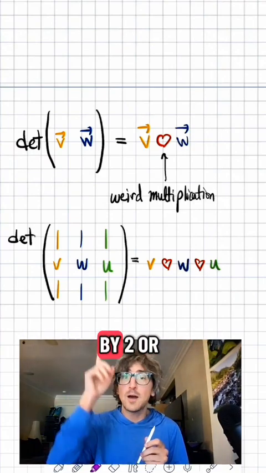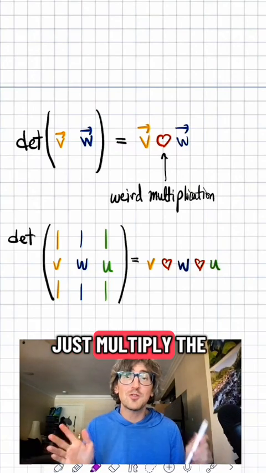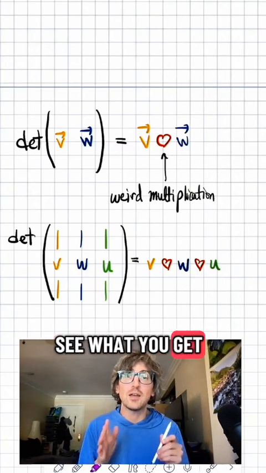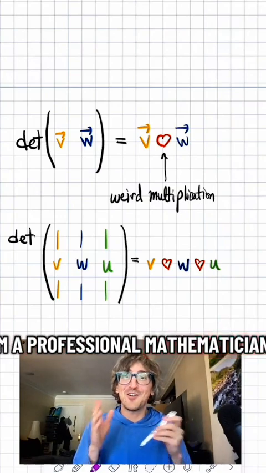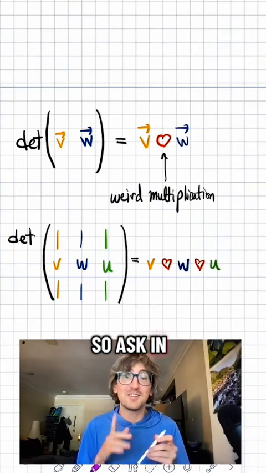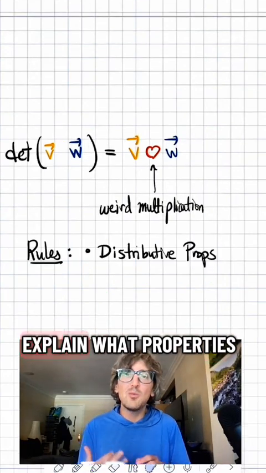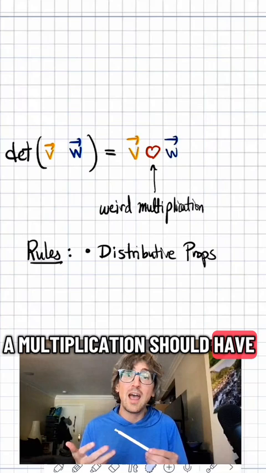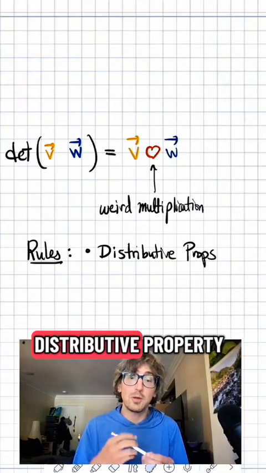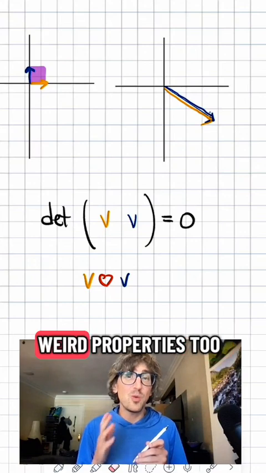And so if I want 2 by 2 or 3 by 3, just multiply the columns together and see what you get. By the way, I'm a professional mathematician. All of this can be made rigorous, so ask in the comments if you want to know more. So I'm going to explain what properties a multiplication should have, but one for sure is a distributive property. But this multiplication has weird properties too.